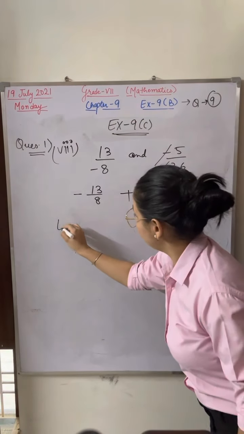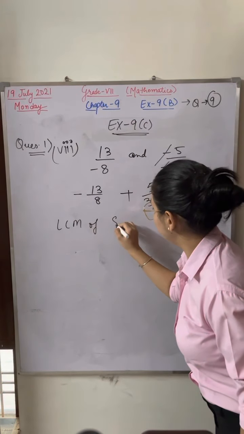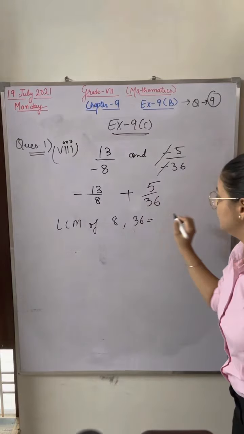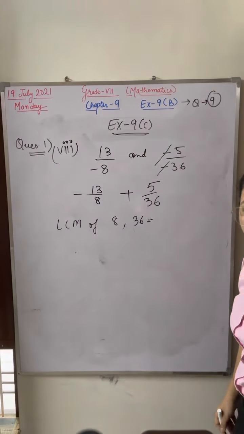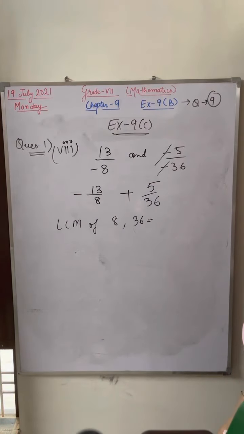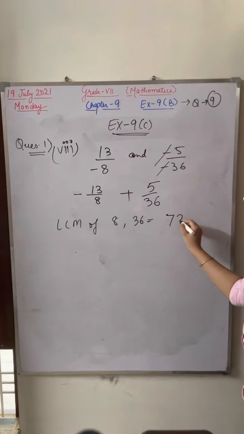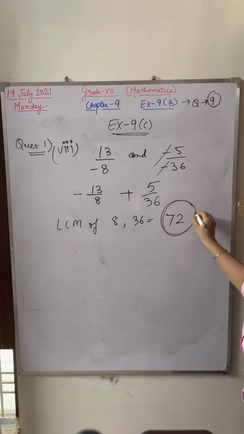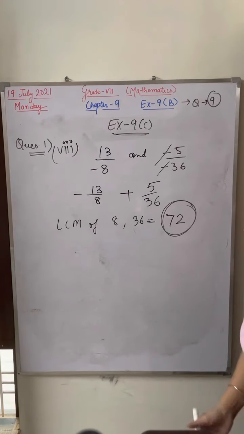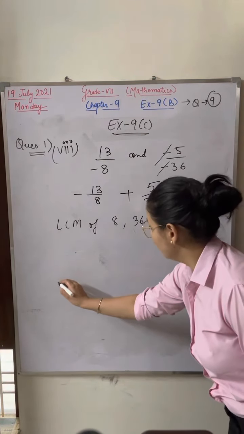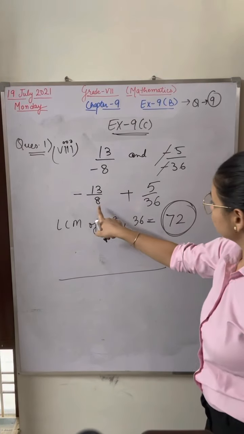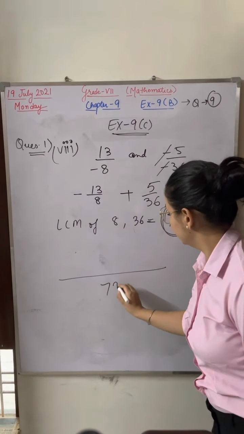Now take the LCM of 8 and 36. Tell me the LCM of 8 and 36. Everyone, find the LCM of 8 and 36. 72. Some are saying 36. LCM will be 72. Right? Now find out the LCM. 8 and 36, it will be 72.